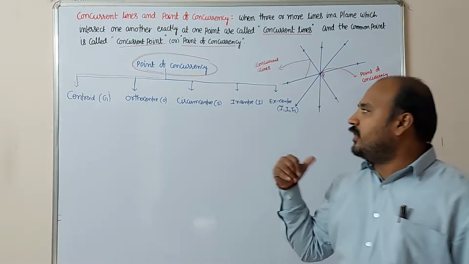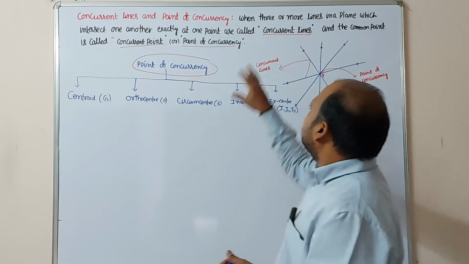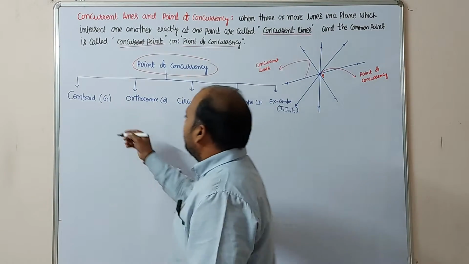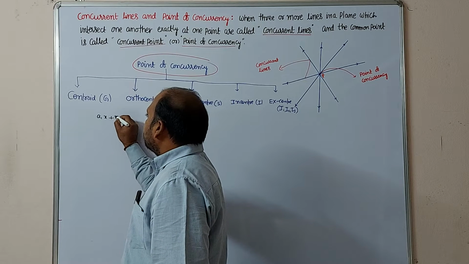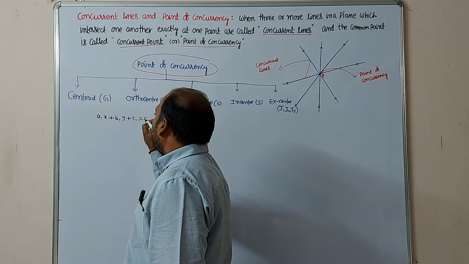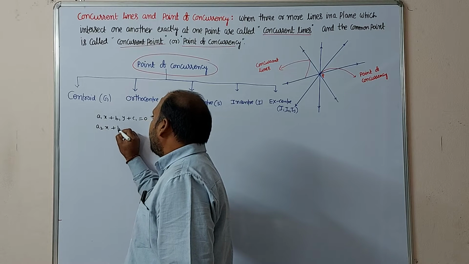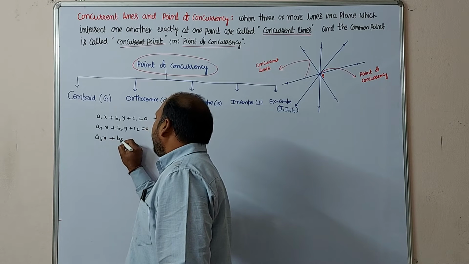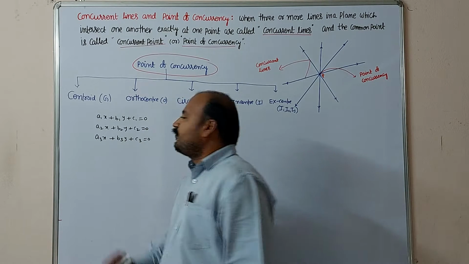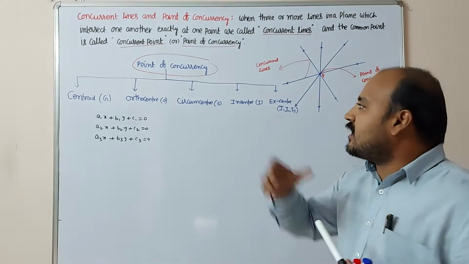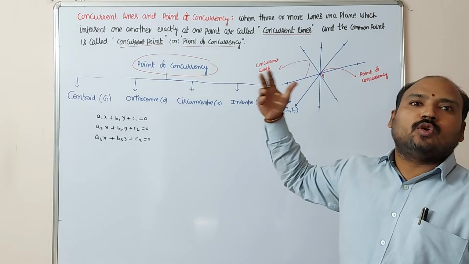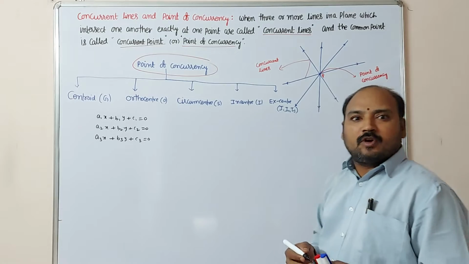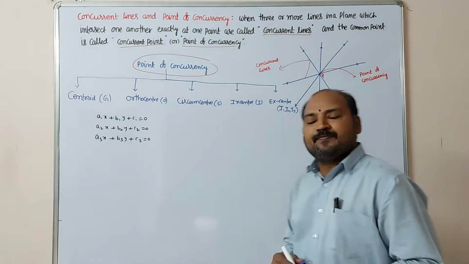Before that, we need to discuss: if the lines are concurrent, find the unknown value. Suppose the lines are like this: a1x plus b1y plus c1 equal to 0, a2x plus b2y plus c2 equal to 0, and a3x plus b3y plus c3 equal to 0. If the lines are concurrent, then find the unknown value or the point of concurrency of these lines. How is it done?